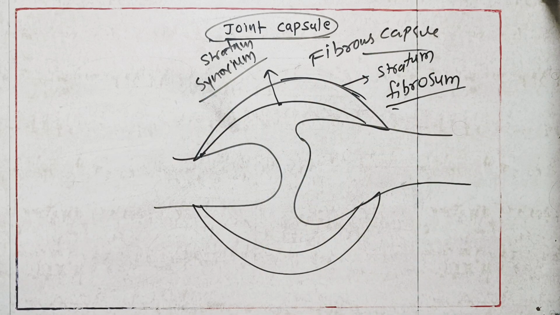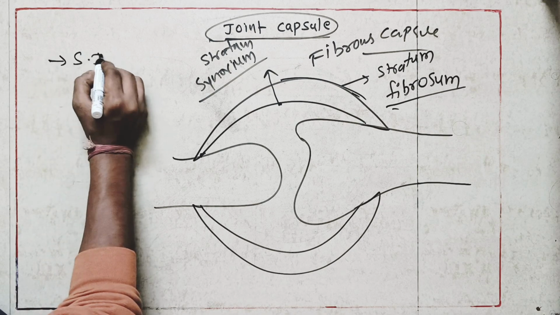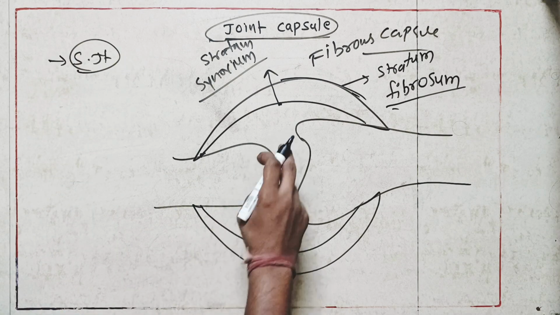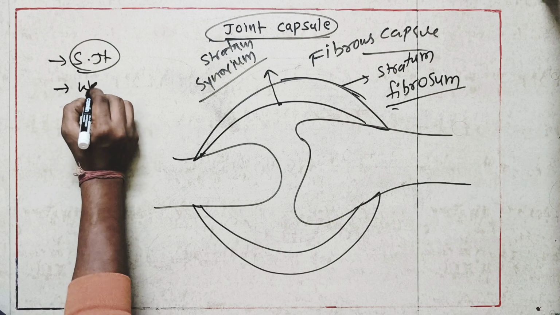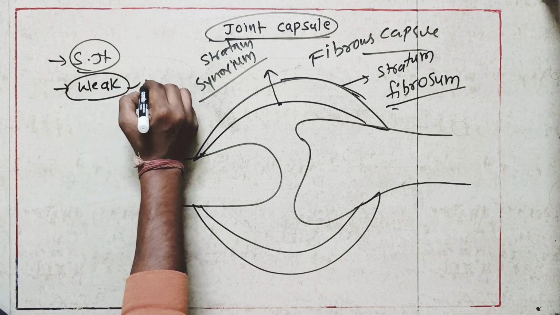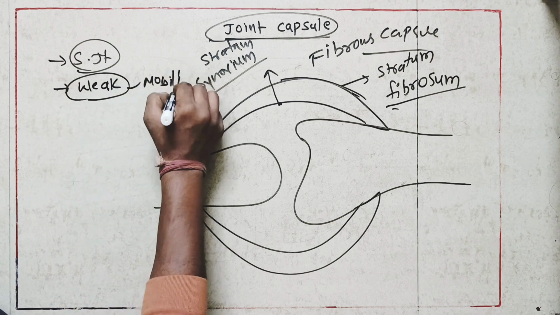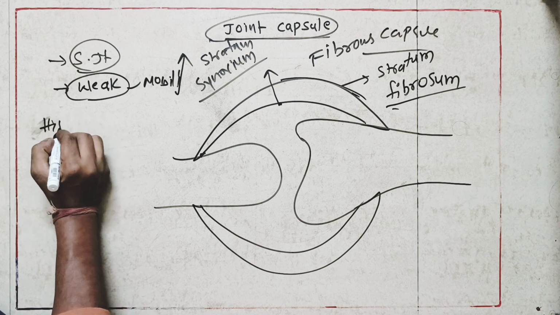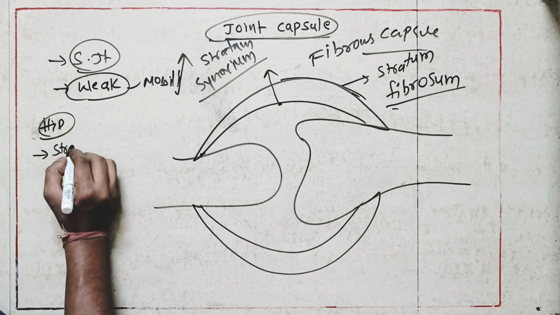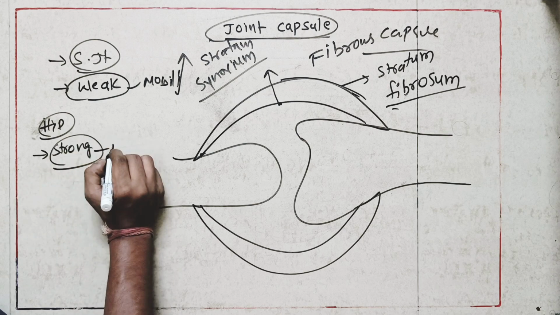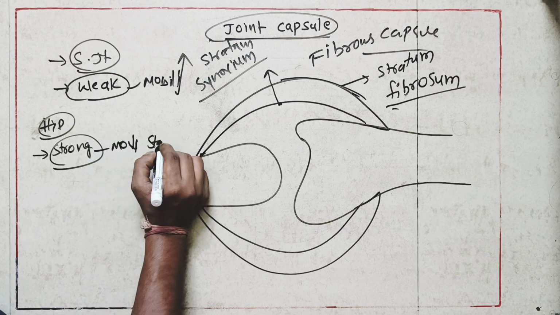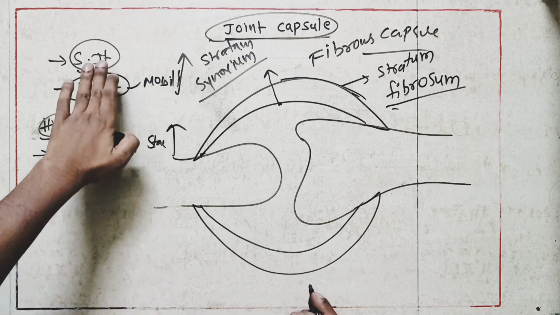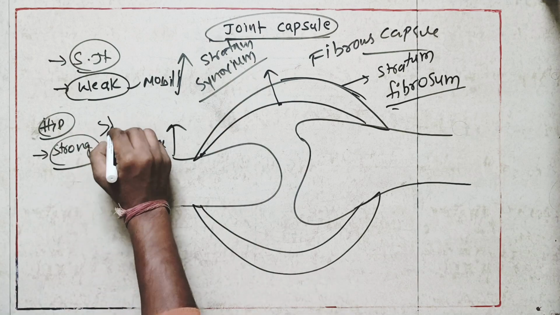The inner layer is the stratum synovium. What does this capsule mean? Suppose if we see the shoulder joint, here the capsule is weak. Because of that, mobility is more in the shoulder joint. If we see the hip joint, here the capsule is strong. Because of that, mobility is less and stability is more. So the point is that the capsule is going to provide stability to the joint.